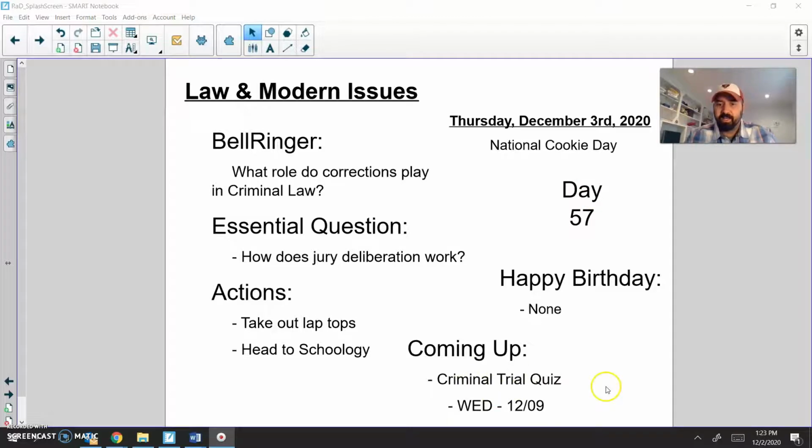You can see down here that next week, you have a quiz coming up on Wednesday. This quiz is for the last portion of our criminal law unit. It's the trial portion. We took a quiz on the first two parts a while ago, so that'll be that assessment. We're going to do a quiz on this, and then that's it. We're not going to do an overall unit test, just those two items. So, we're going to be talking about corrections and juries this week.